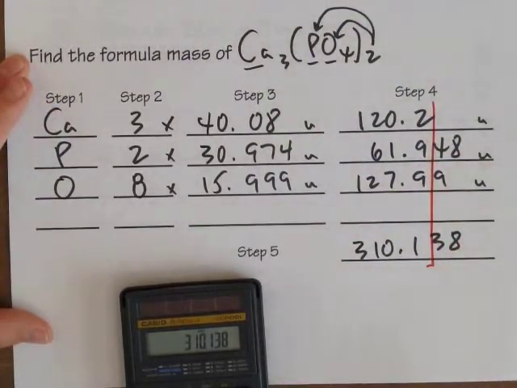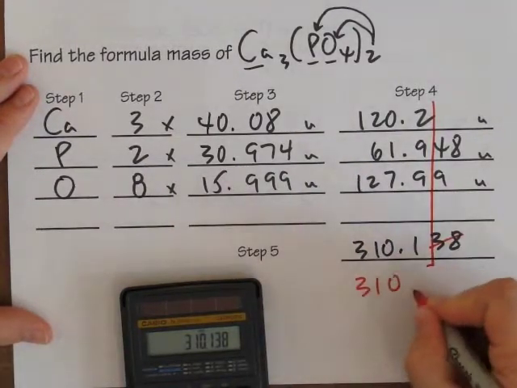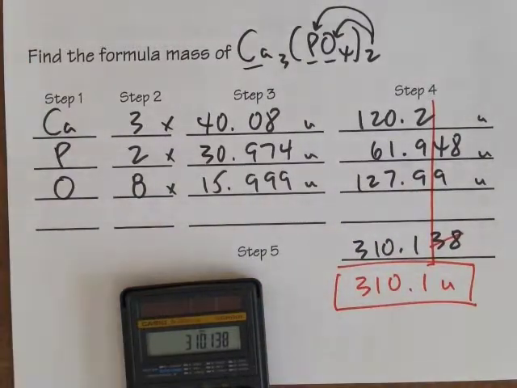So that's where I'm going to chop off my answer. When I take away the 3 and the 8, this 3 does not round up to 1, so I leave my answer at 310.1 units. That's the mass of 1 formula unit of the compound calcium phosphate.